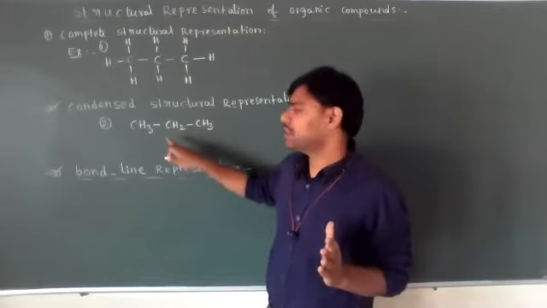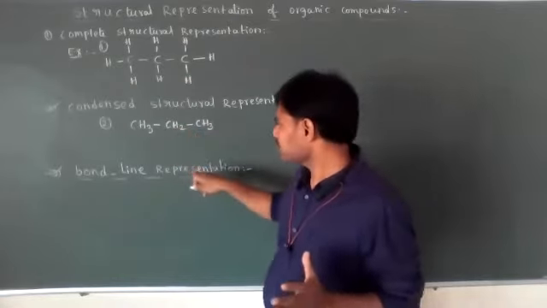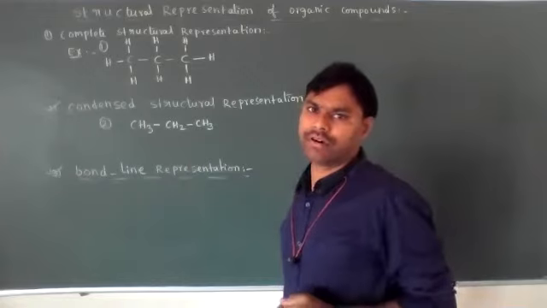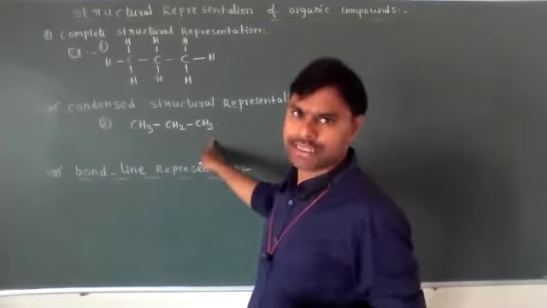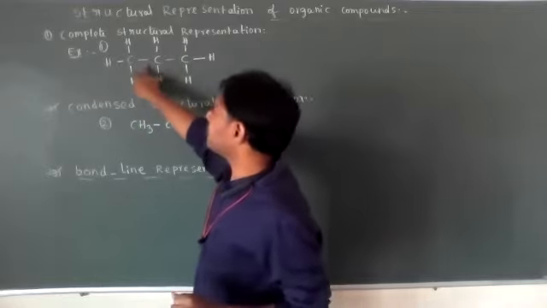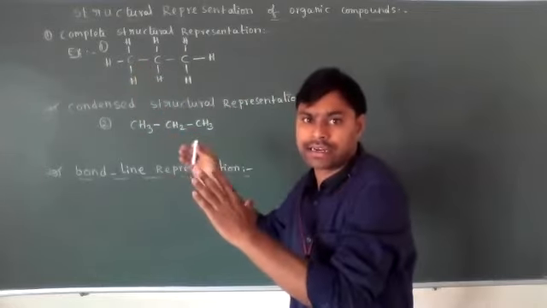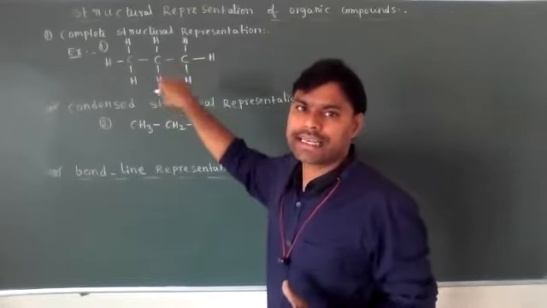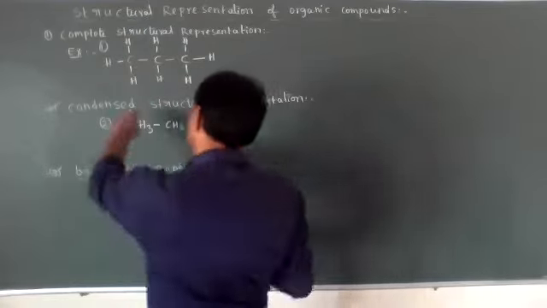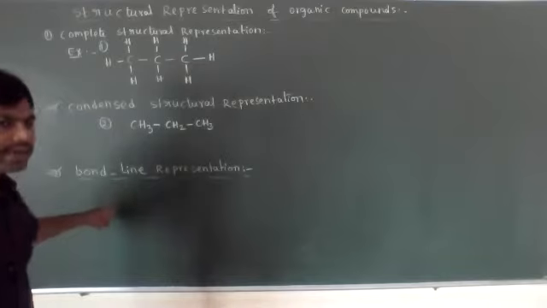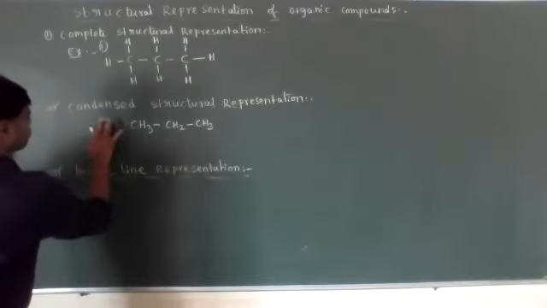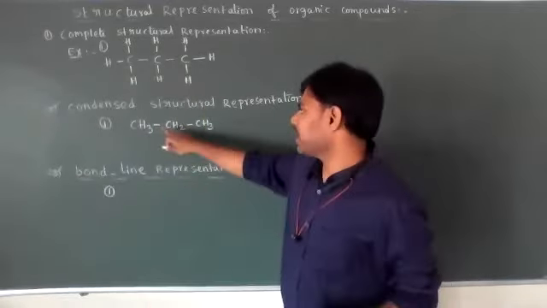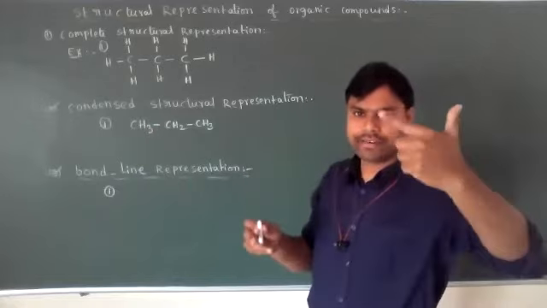For example, C3H8 is given. How to draw the structure of the organic compound? CH3, bond, CH2, bond, CH3 is the condensed representation. Or do you want the complete representation? Carbon is connected with another carbon and another carbon through single bonds, and the remaining tetravalency is satisfied by hydrogen atoms. Now the same molecule in bond line representation. When the carbon atoms all have single bonds, one single line will come.